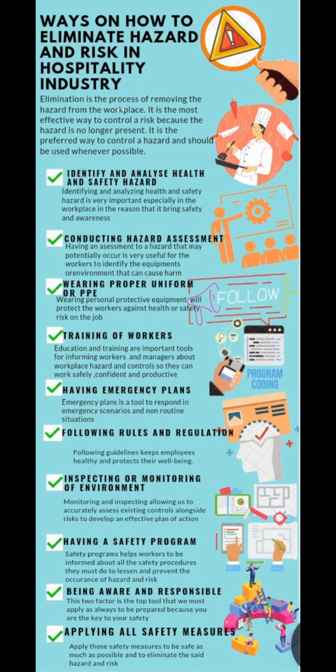So when we say being aware and responsible, we have to be aware all the time and be responsible for all the things that we should do. Aware and responsible all the time, because our safety is based on and depends on us. Applying all safety measures. Apply those safety measures to be safe as much as possible and to eliminate the said hazard and risk. So, we should apply those safety measures for us to be safe and to prevent and eliminate hazard and risk in the hospitality industry.